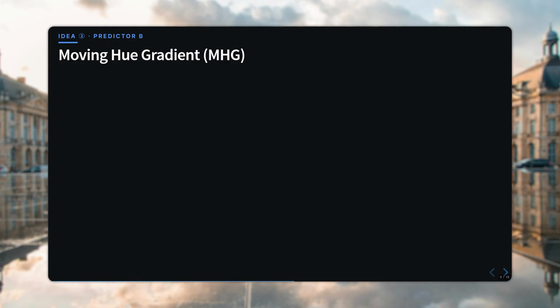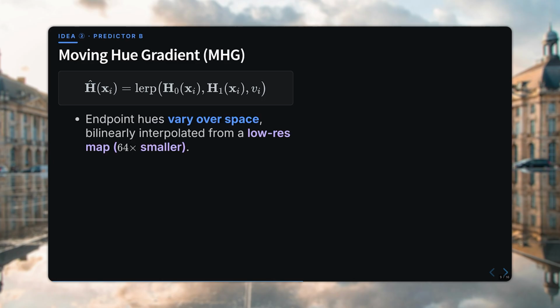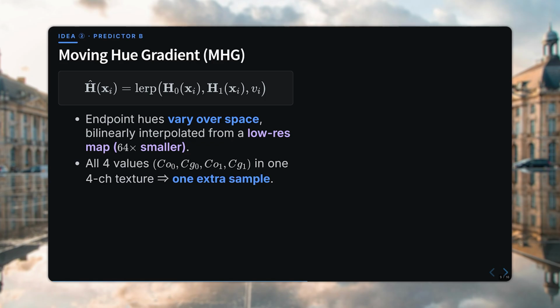Now, when the chroma is spatially complex, a single global gradient just isn't enough. And that's where the moving hue gradient, or MHG, comes in. It's the same lerp form as before, but now the endpoints depend on position. So the endpoint hues vary across space, and we get them by bilinearly interpolating from a low resolution map that's 64 times smaller. And all 4 chroma values pack into a single 4-channel texture, so at runtime it's exactly 1 extra sample.